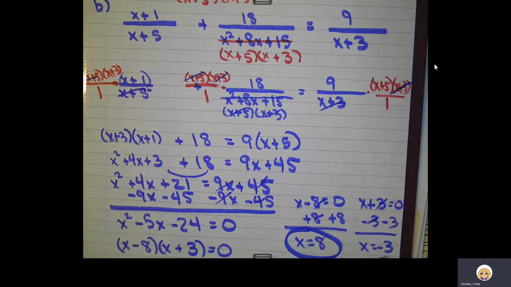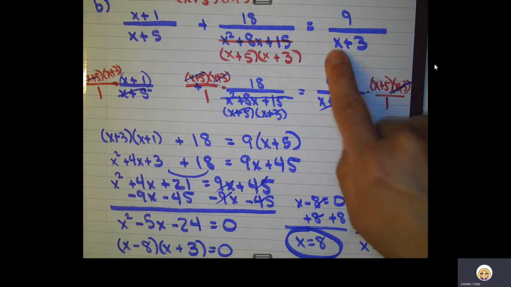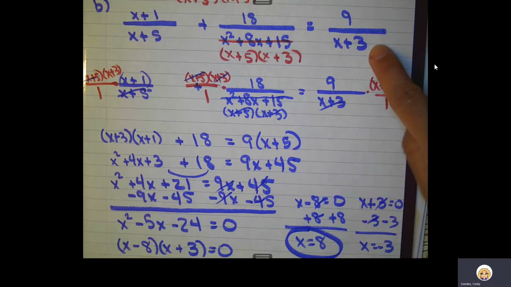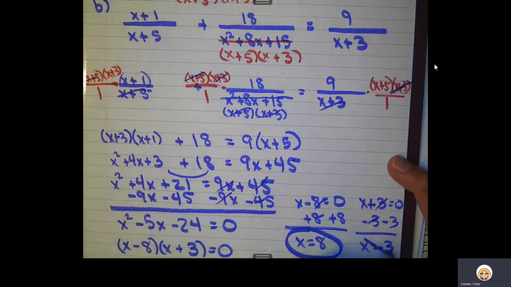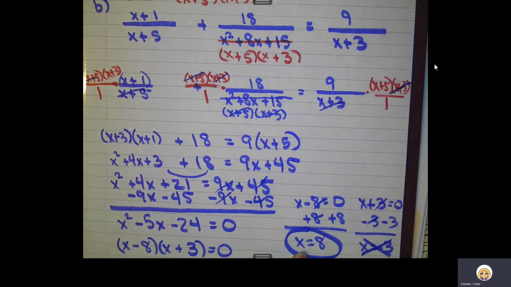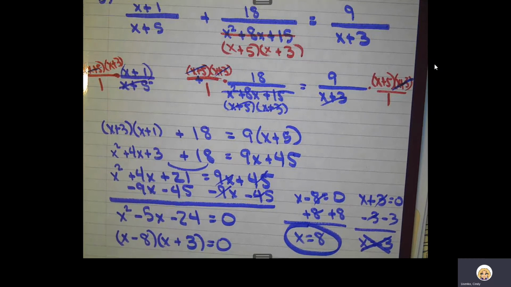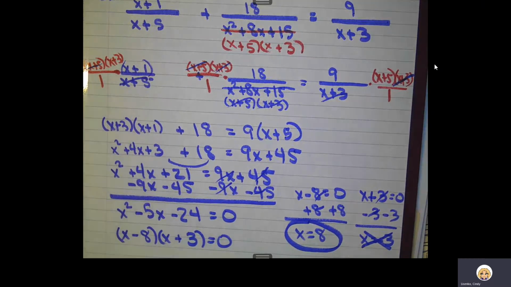If I plug in a negative 3, I'm going to skip right to here for a minute. If I plug in negative 3 here, negative 3 plus 3 is 0. I cannot have a 0 on the bottom, so this cannot possibly be our answer. So the only answer we have is 8. And you can always check this in your calculator. I will do a quick check just so you can see.